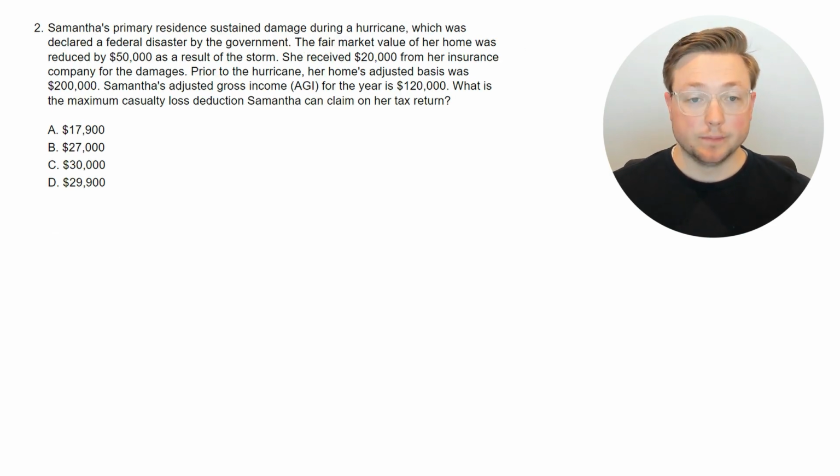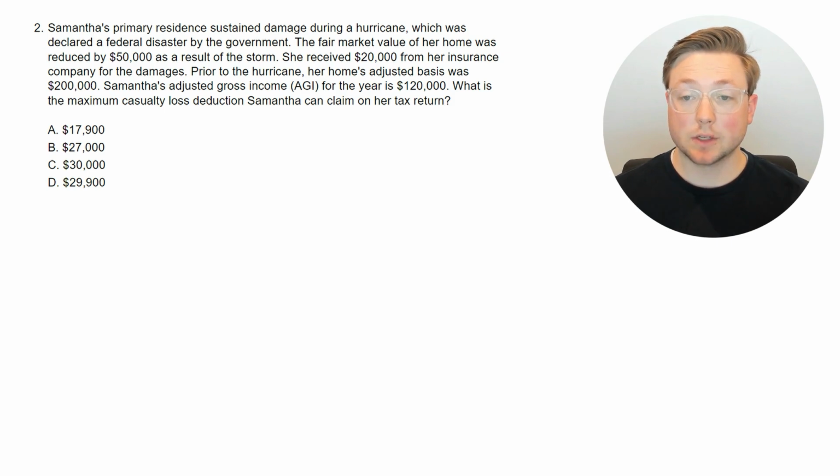All right, here's question 2. Samantha's primary residence sustained damage during a hurricane, which was declared a federal disaster by the government. Okay, there we go. That tells us right there that this could potentially be counted as a casualty loss on the tax return. The fair market value of her home was reduced by $50,000 as a result of the storm.